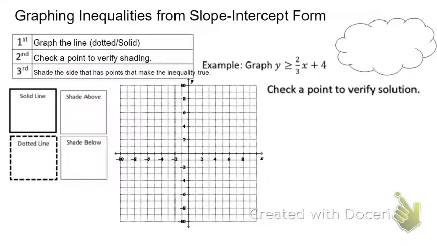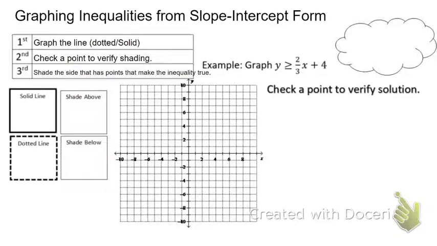When you're graphing inequalities from slope-intercept form, you want to graph the line as if it were an equation. Remembering that the line itself is going to be all ordered pairs that make the equation equal, so both sides would be equal to each other. Now, when we're doing inequalities, maybe they can be equal, maybe they can't be equal.